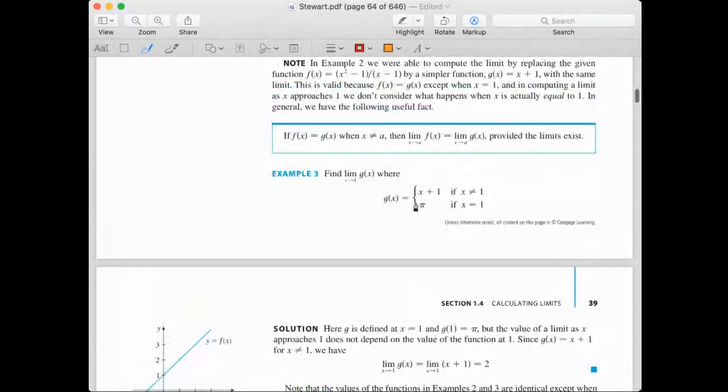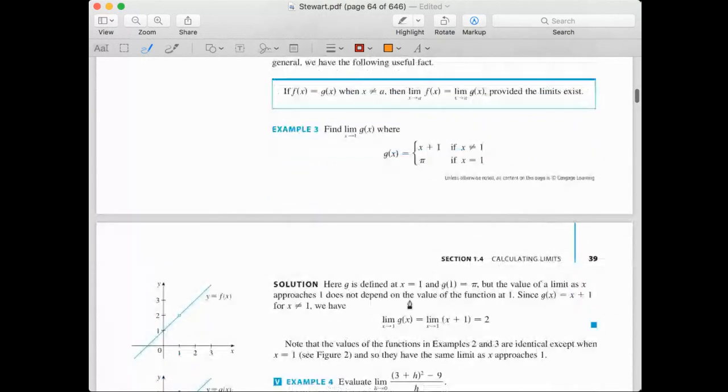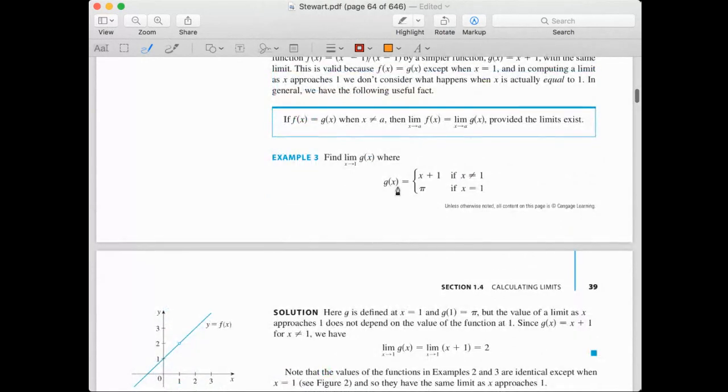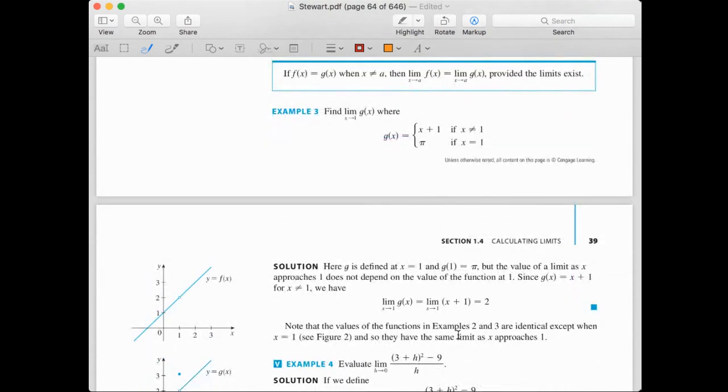Piecewise function, we just deal with piecewise. In this case, we have g of x equals x plus 1 if x not equals 1. If x equals 1, we assign g of x equal to pi. So we want to find the limit as x approaches 1. Piecewise function divides the domain into 2 parts. For the first one, the domain is x not equal to 1. For the second one, x equals 1.